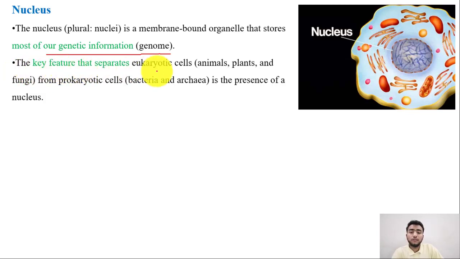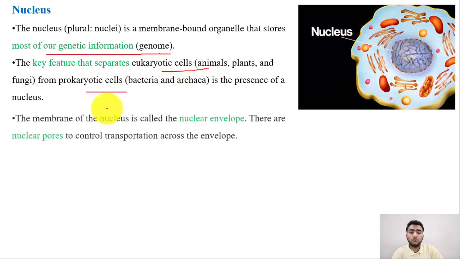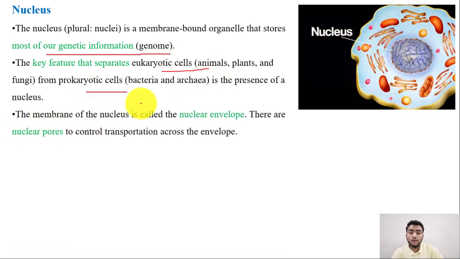The key feature is what I already told you about, the difference between a eukaryotic and a prokaryotic cell. So really it has a membrane surrounding it, and that's called a nuclear envelope, and nuclear pores are available to control transportation. If I draw a really simple diagram of a nucleus, it looks like this, and these are small pores to allow the transport of various ions or proteins that are required by a cell.